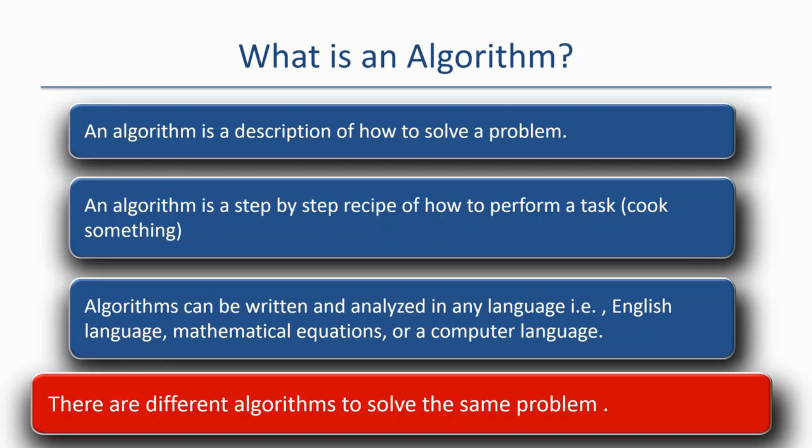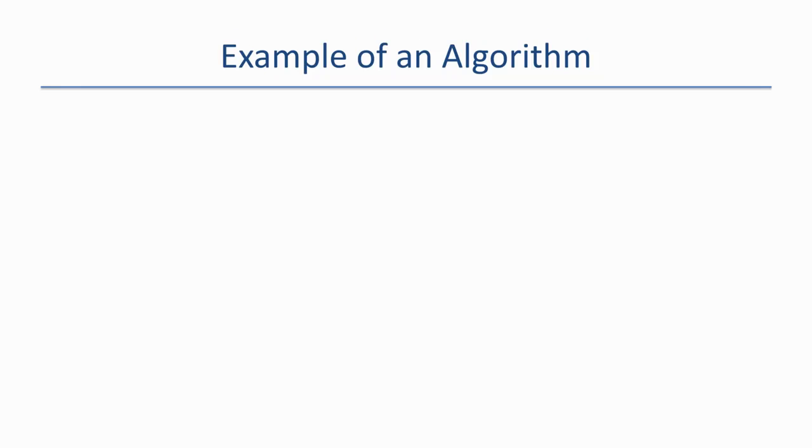Note that there are also different algorithms to solve the same problem. So if you give the same problem to two different people, they may follow different steps, and obviously they are following two different algorithms. Let's have an example of an algorithm.